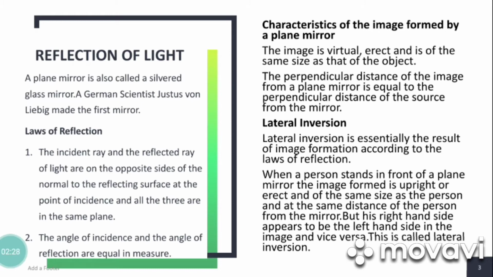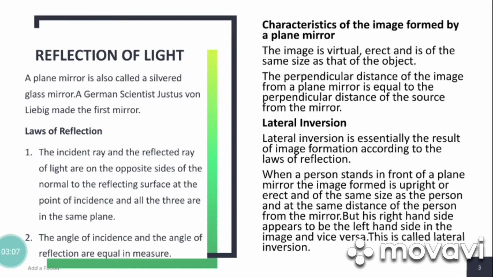Laws of reflection. There are two laws of reflection. The first law is the incident ray and the reflected ray of light are on the opposite sides of the normal to the reflecting surface at the point of incidence, and all the three are in the same plane. The second law is the angle of incidence and the angle of reflection are equal in measure, where i is the angle of incidence and r is the angle of reflection. Therefore, angle i is equal to angle r.